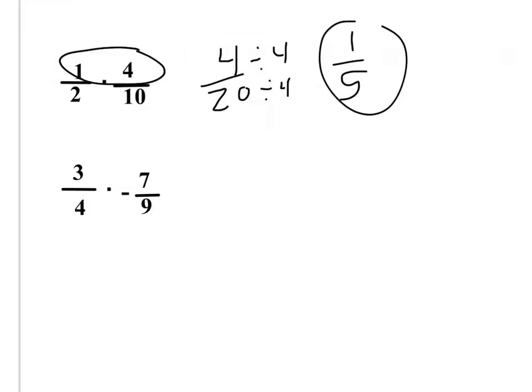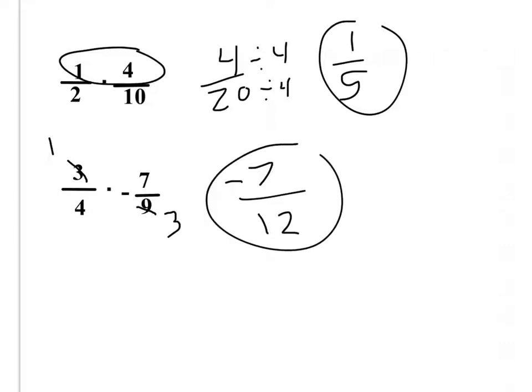Now, the next problem we're going to do, I'm going to reduce before I multiply. If that confuses you, then go back to the original rule where you multiply numerators, multiply denominators. But most people can pick up the reducing first. I see a 3 here, so I divide that by 3, and I see a 3 here. 9 divided by 3 is 3. I can't reduce anything else, so I multiply numerators. 1 times -7 is -7. 4 times 3 is 12. There's my answer.